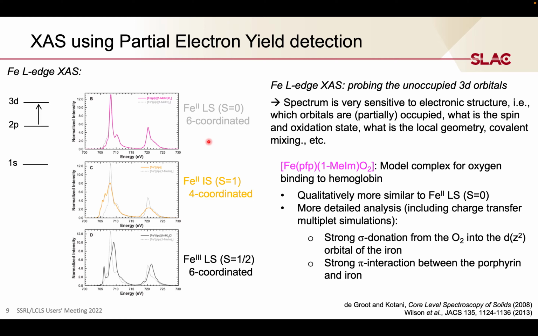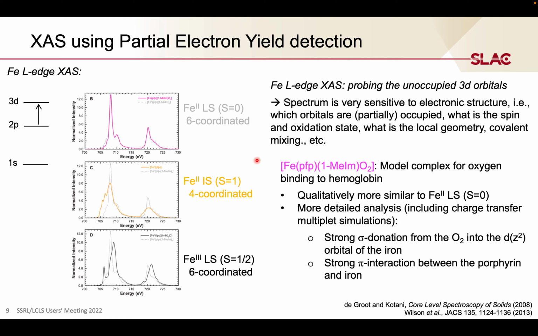So you have a good idea already if you measure a complex like the one here in pink, which is an iron picket fence porphyrin with an O2 axial ligand, and you compare it to your reference spectra. From that you can already say, okay, that looks pretty much like an iron 2 low spin. It's not exactly the same, so there are small differences, but roughly speaking, that's your first idea.